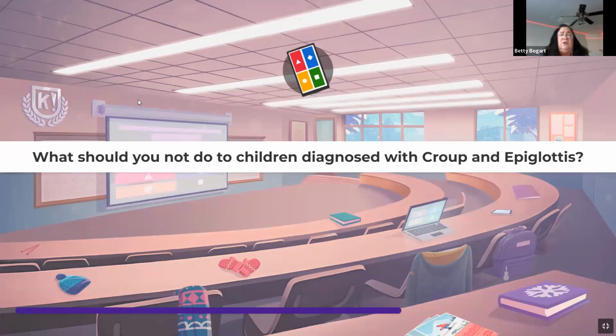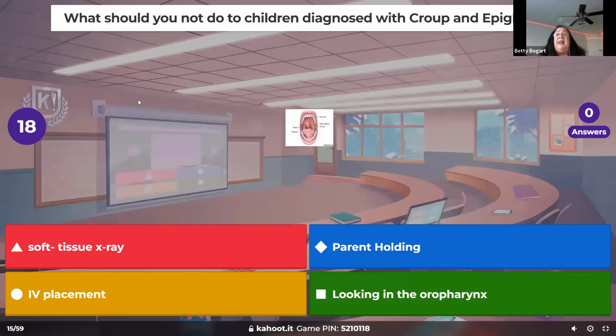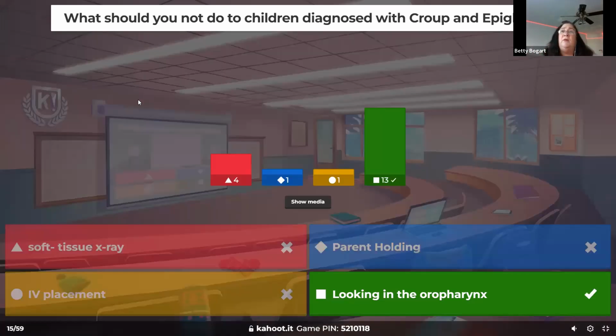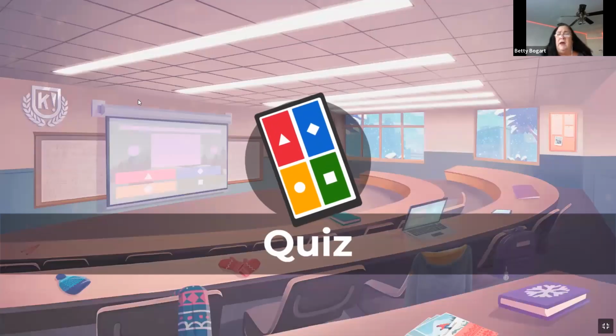What should you not do to children diagnosed with croup and epiglottitis? I mean, anything upper airway. Remember, if you look in your mouth, you're going to create more swelling. So you're not going to look. I mean, you can do an IV, you can do an X-ray, you can have, oh, please have the parents hold them actually, but don't look in there because you can create more swelling and you don't want that.